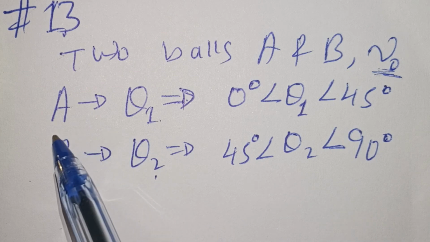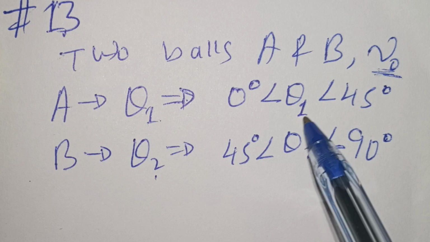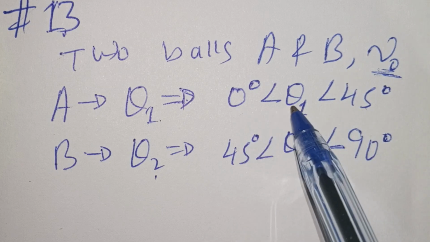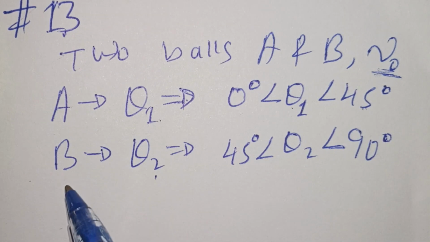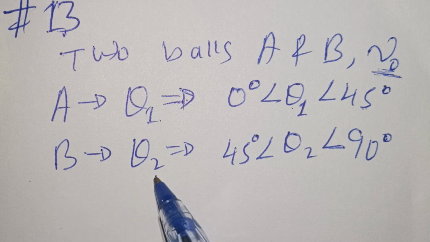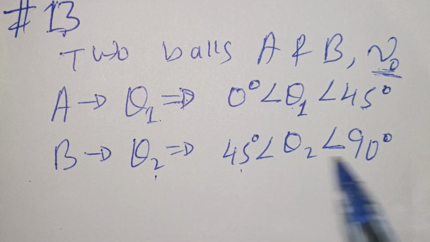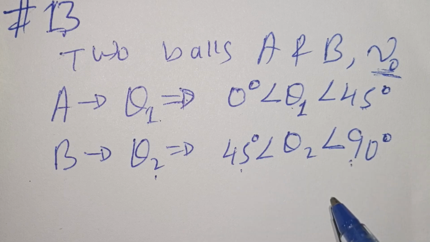So the first ball A is projected at an angle theta 1, where theta 1 is between 0 and 45. That is, theta 1 is greater than 0 and less than 45 degrees. And the second ball B is projected at theta 2, which is between 45 and 90 degrees. So the question says, which of the following statements is correct about the motion of the balls? That means the balls A and B.